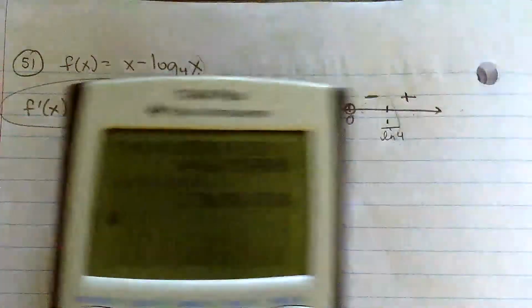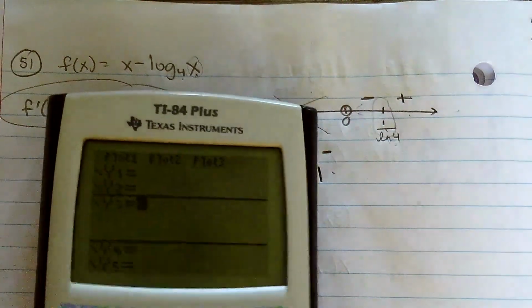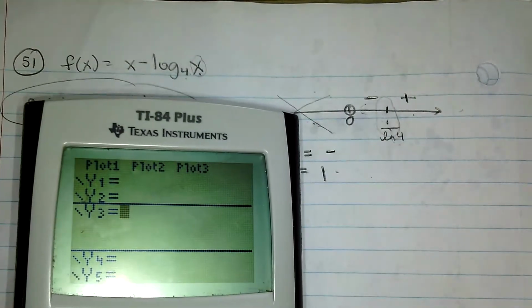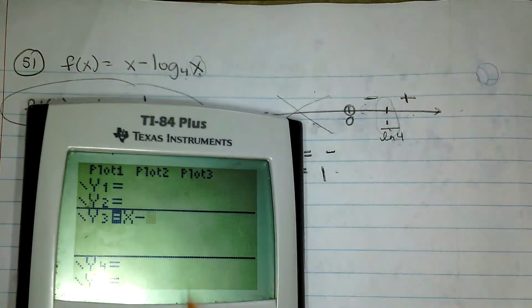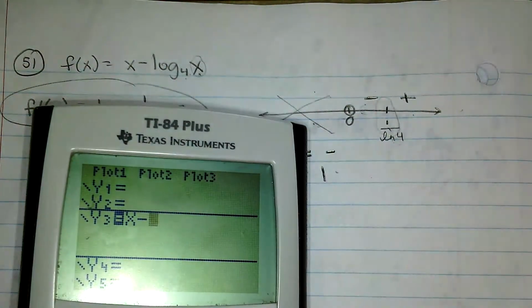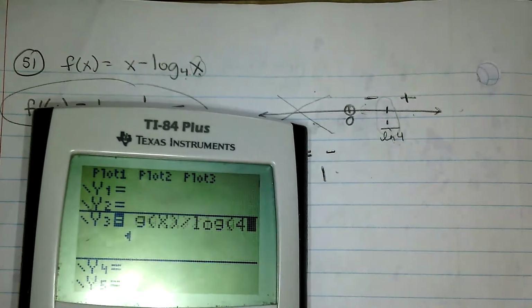And then use a graph to confirm our results. So let's have some fun with this and graph it. I do want that on. X minus, I don't ever do log base 4. I use the change of base formula, which is log of x over log of 4.